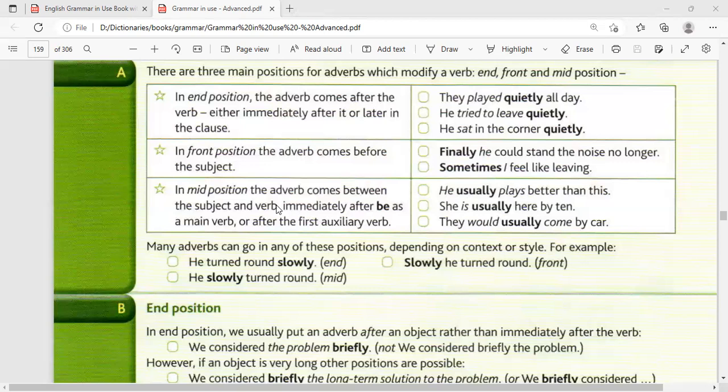So now we can summarize this by saying that adverbs may come in front position or in mid position or in end position. Okay, you get it? Yes. Okay.